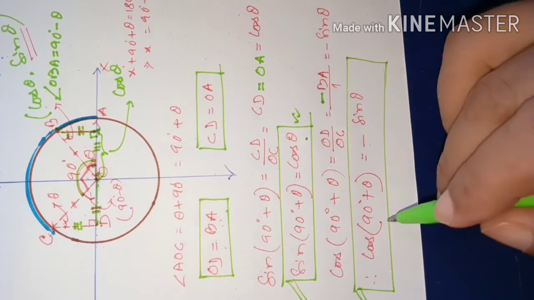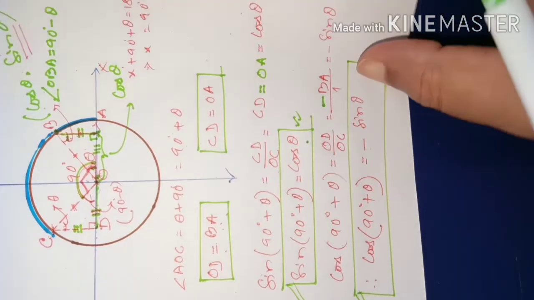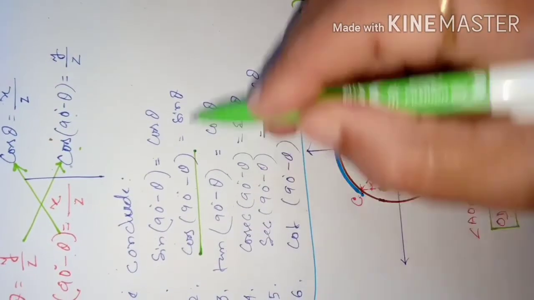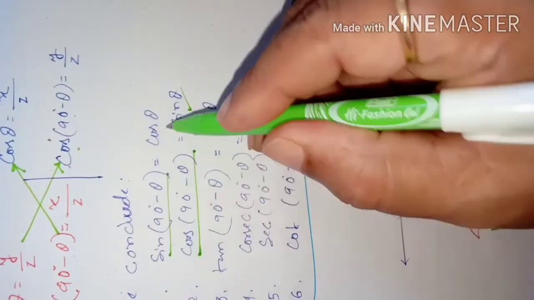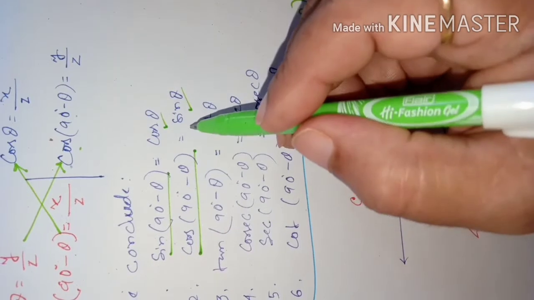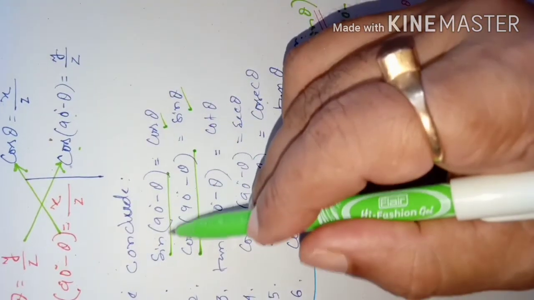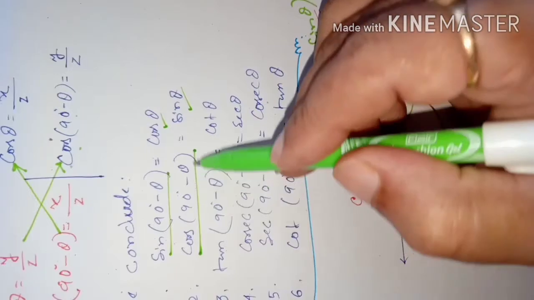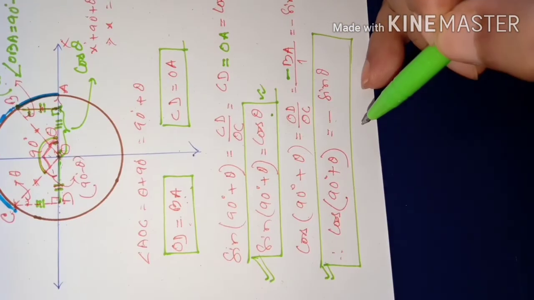In complementary angles, as you look at the results, cos of 90 minus theta is sine theta, sine of 90 minus theta is cos theta. There is no minus sign. But in the case of plus, there will be a minus sign for cos of 90 plus theta. That is the difference here, no?